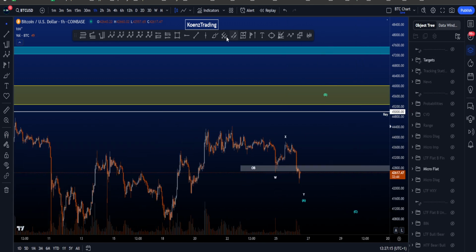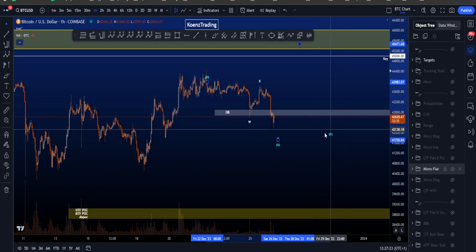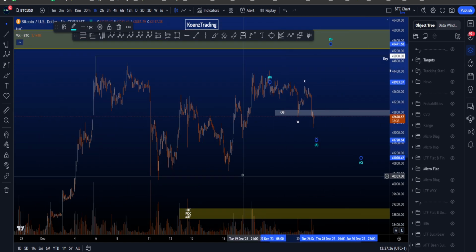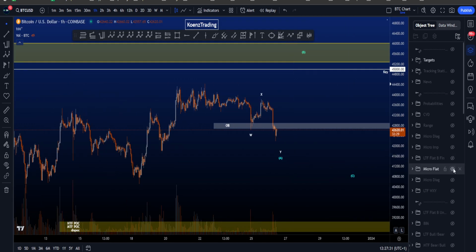For this wave B, the yellow target box over here is very interesting. We have some solid resistance in there between 45.2 and 46k, and then we're looking for that wave C to the downside to potentially take the lows we have here and also reach that yellow target box.